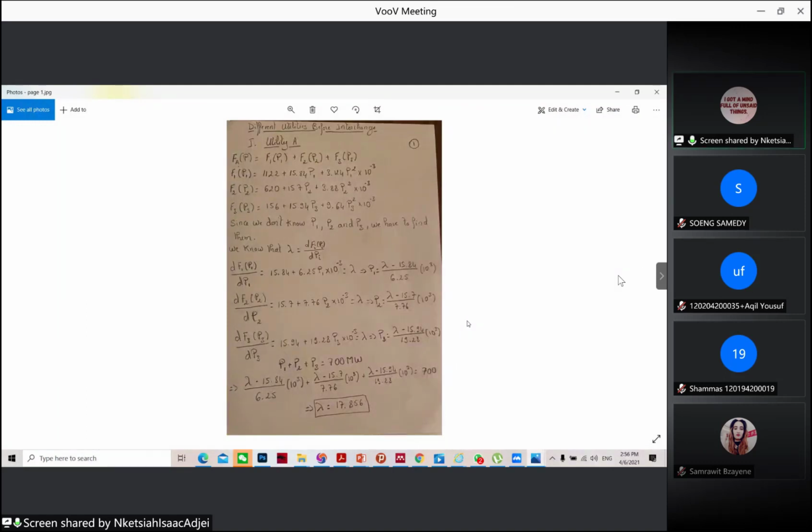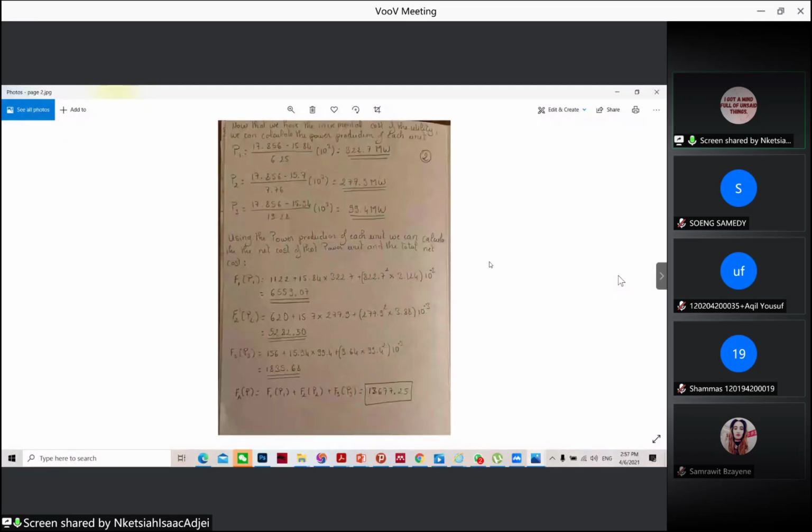So we want to find P1, P2, and P3. And how do you find them? We use our lambda, and finding our lambda means we have to sum the utility under area 1, that is P1, P2, and P3. Now summing, we are operating under 700 megawatts. So summing all these together will give us a lambda of 17.856. And we then continue to solve for our utility.